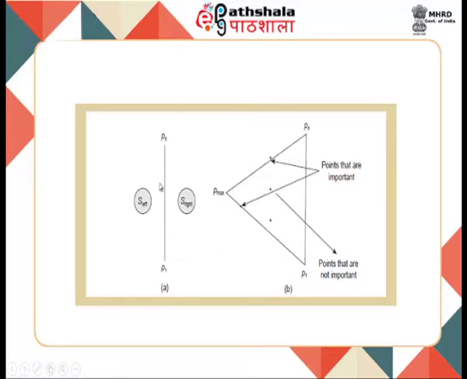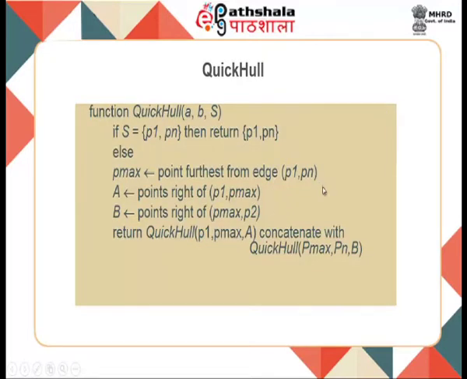You can see very well the set of points is divided into two sets by P1 and Pn. A line is constructed, a point P max is obtained, and the triangle is formed. You can see very well which points are very important and which points are not important at all. So, this is what the informal algorithm is all about.